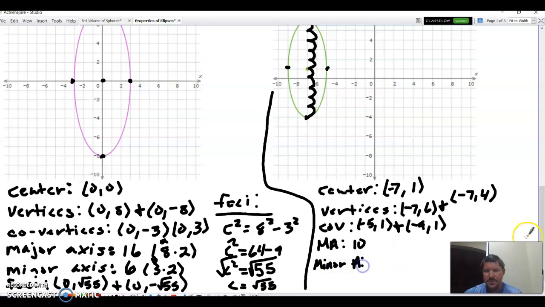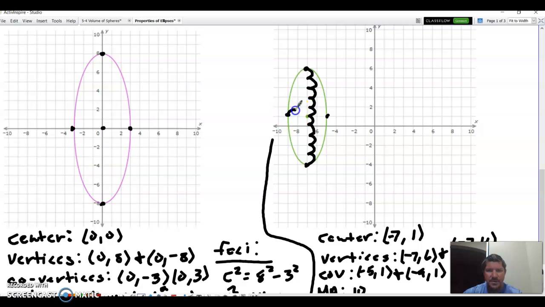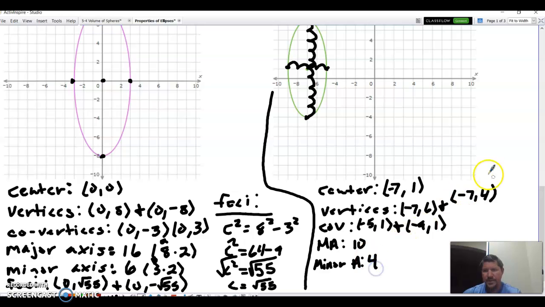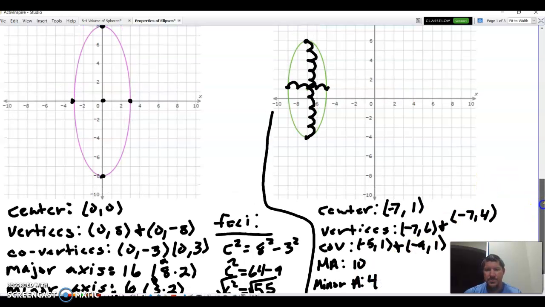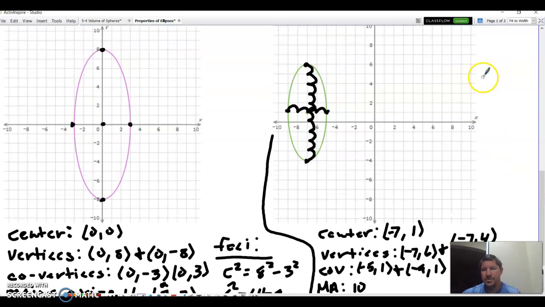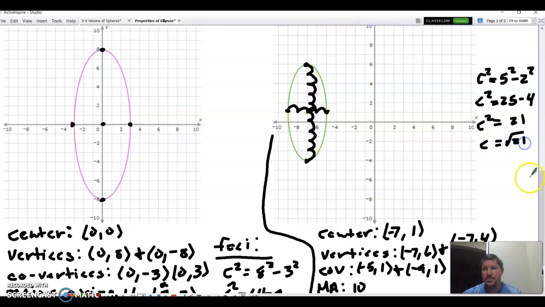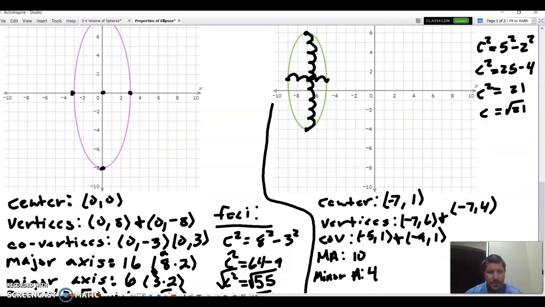Minor axis has a length of 1, 2, 3, 4. And then again, we have to use the 5 and the 2. So c squared is equal to 5 squared minus 2 squared. C squared is equal to 25 minus 4. So c squared is equal to 21. So c is the square root of 21. This is where it's a little off, but we can make it work. It's going to look a little weird, I know.